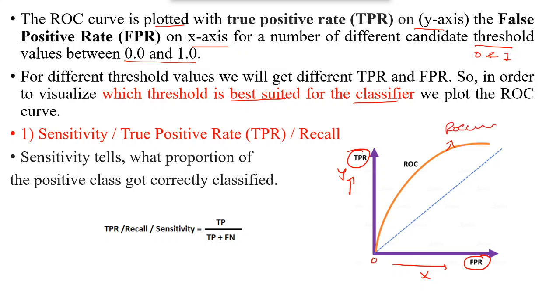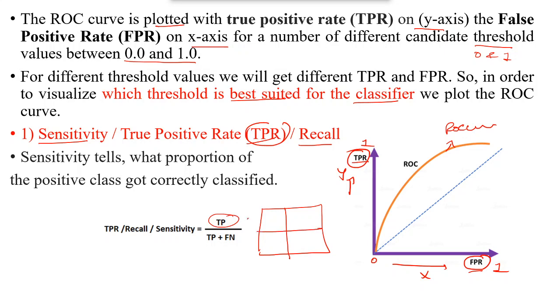Initially here is 0 and 1, and this is 1. Here we plot this ROC curve between the TPR and FPR. TPR is nothing but the recall or the sensitivity. What is the formula for the TPR? TPR means TP by TP plus FN. If you see the confusion matrix, this is the confusion matrix.